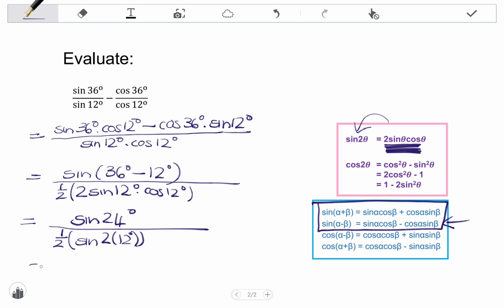So I have sine 24 degrees over a half times sine 24 degrees. Those cancel nicely, and I have 1 divided by a half, which is 2.